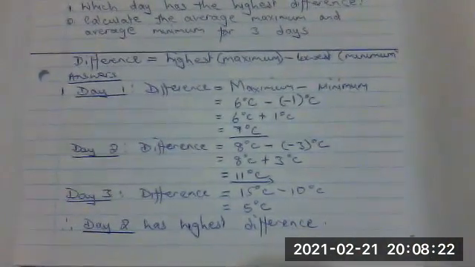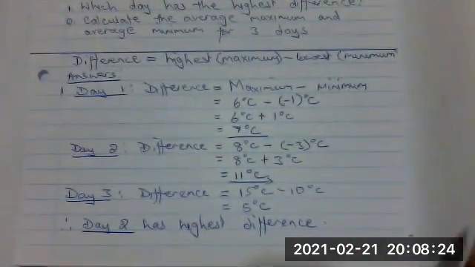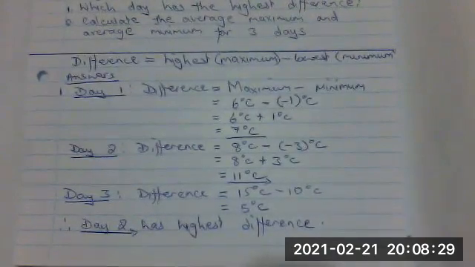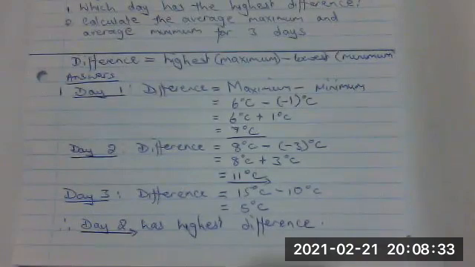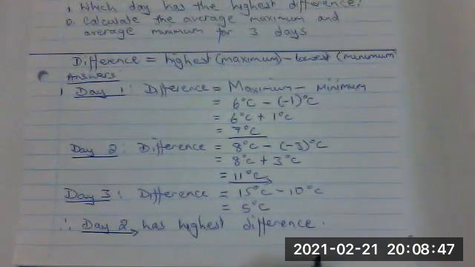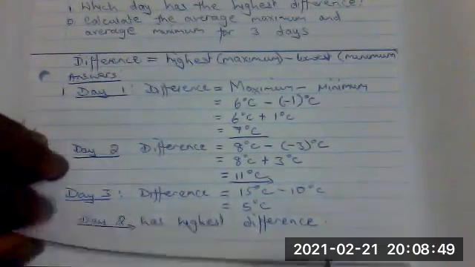Right. Then we move on to question number 2. Our question number 2 says, calculate the average maximum and average minimum for 3 days, right? So we are to calculate the average maximum. Then what do we understand by average, right?